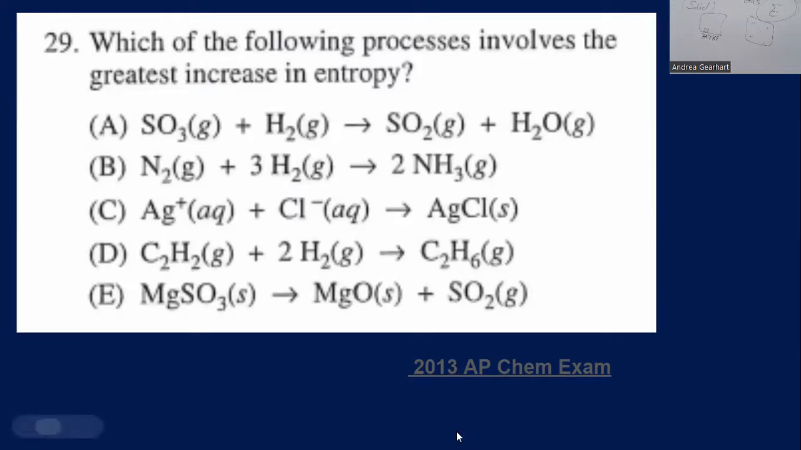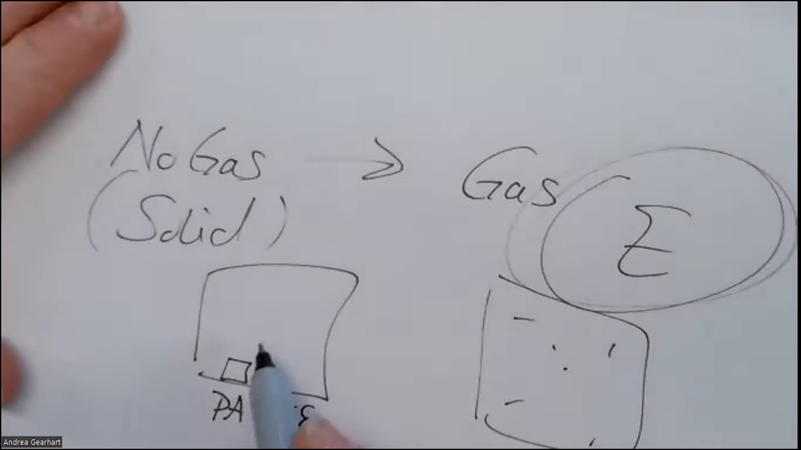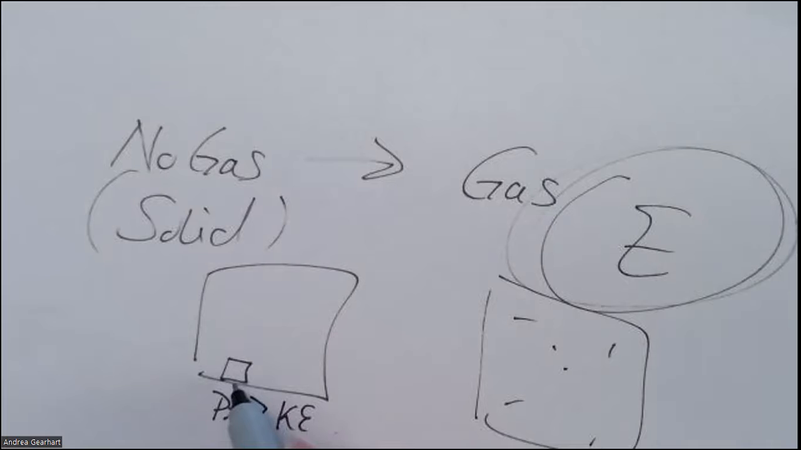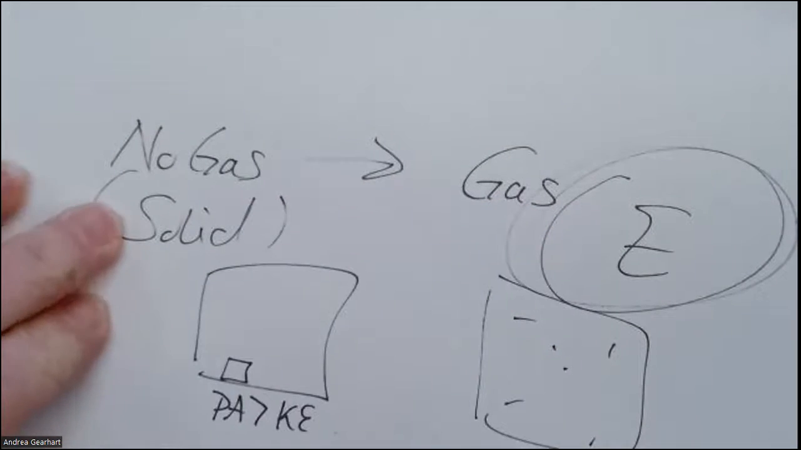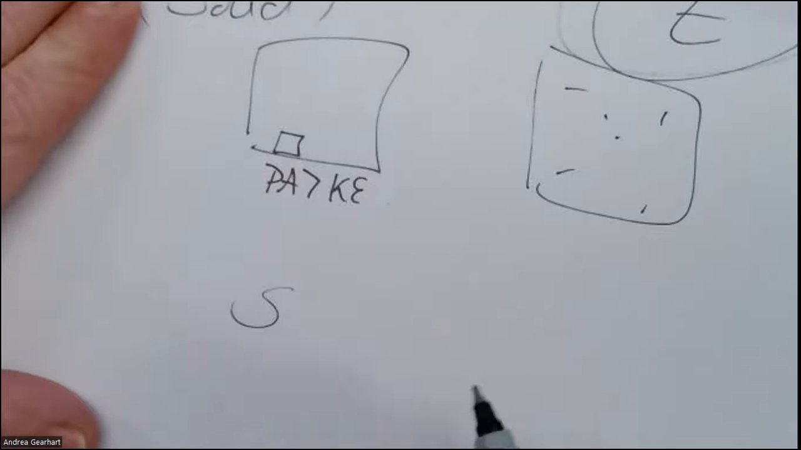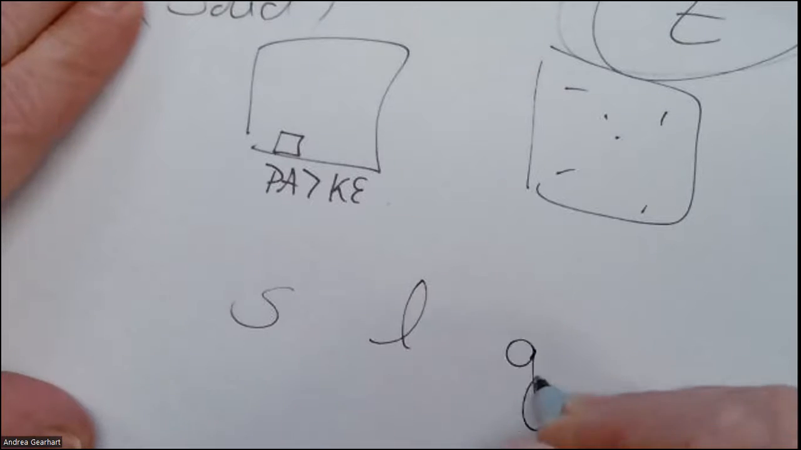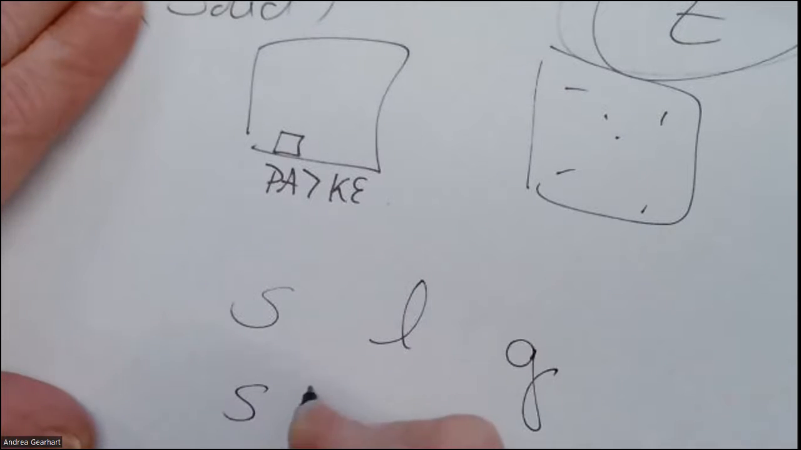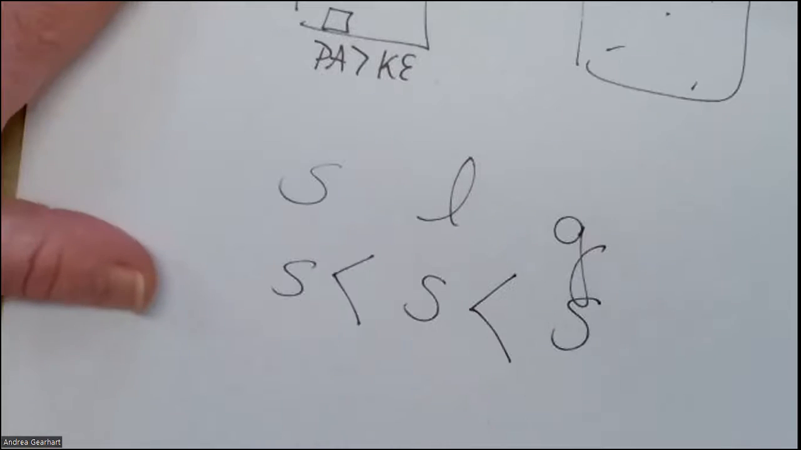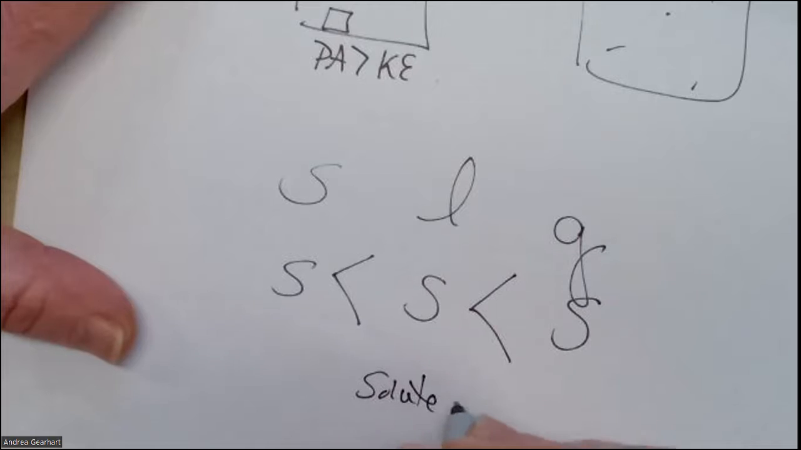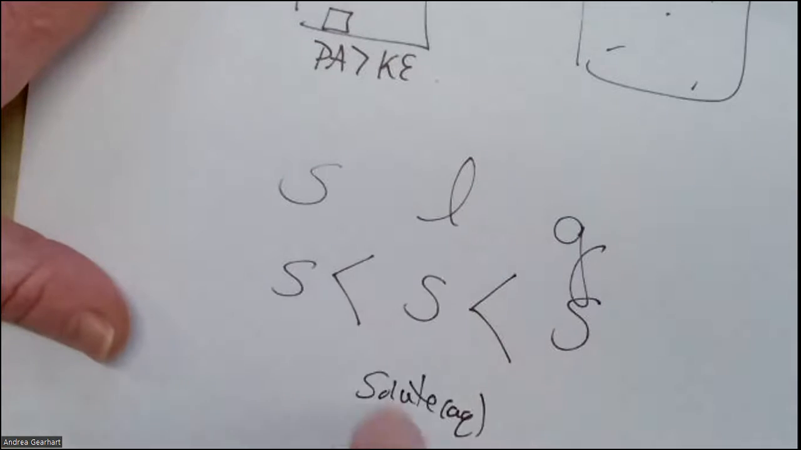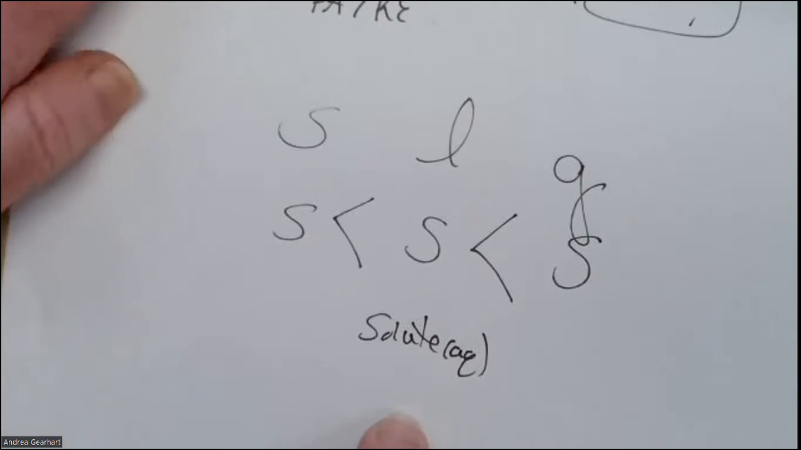Yeah, exactly. Thank you. And so whenever we have the solid state, that would be the least dispersion. So as far as entropy, solid, liquid, gas, this would have the lowest entropy. And then of course, when we're talking about a solute in aqueous solution, that would fall in this category as well.